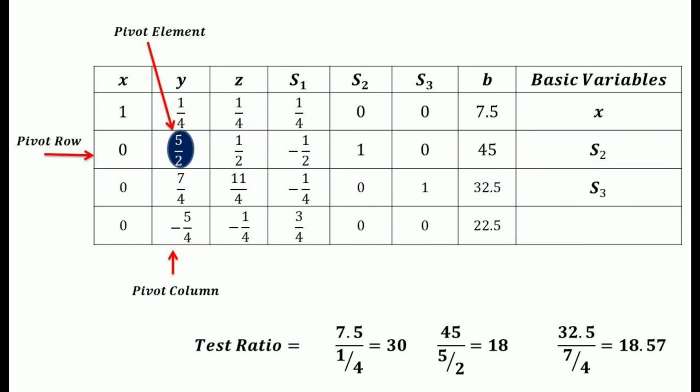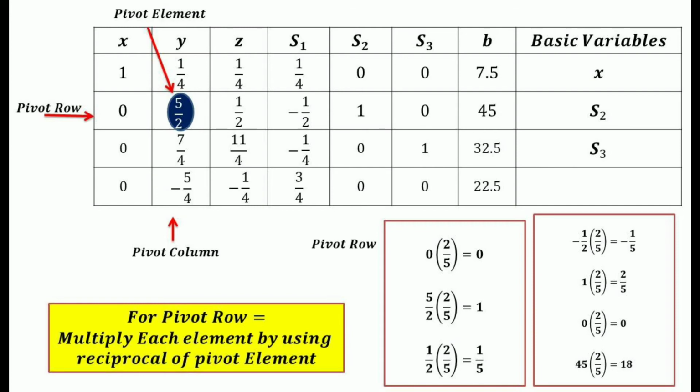After finding pivot row and pivot column, the next step is to identify pivot element, which is the value at the intersection of pivot row and pivot column, which is marked as pivot element. So here the intersection value of pivot row and pivot column is 5 upon 2. So here 5 upon 2 is marked as pivot element.